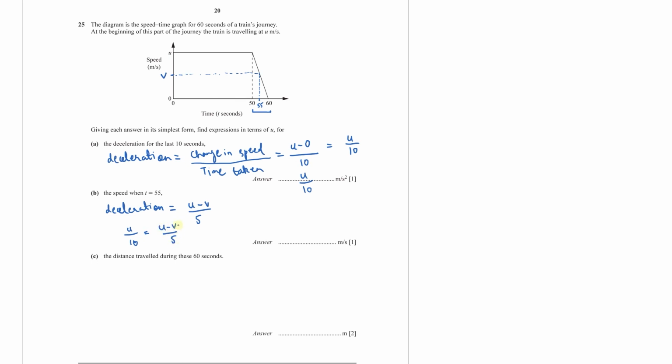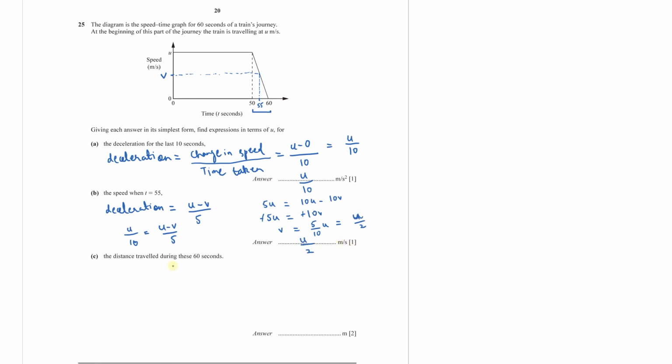And now you have to find the value of v in terms of u in its simplest form. If I cross multiply, I get 5u equals 10u minus 10v. Then if I take this to the other side, I get minus 5u equals minus 10v. The minuses cancel out, and v will be 5 over 10 u, which is 1 over 2, so u by 2. So your value is u by 2 meters per second.